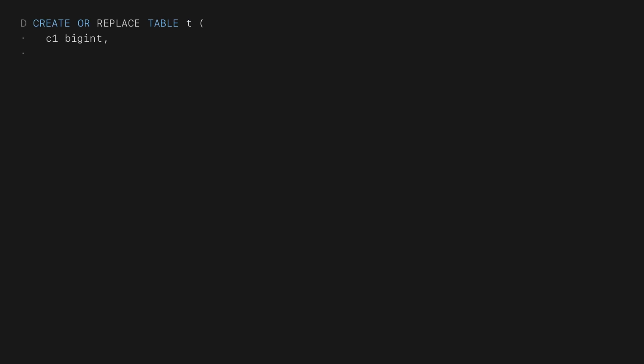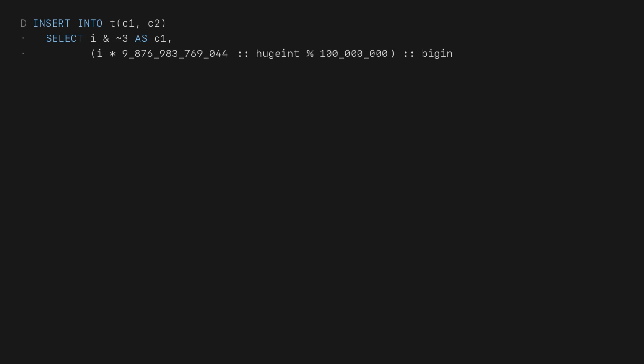Let's build the table. Two columns, C1 and C2, both BIGINT, 100 million rows. We're inserting 100 million rows. The C1 expression, i bitwise AND NOT 3, zeros the two lowest bits, so every group of 4 consecutive values of i maps to the same C1, nearly sorted. C2 multiplies by a large prime and mods by 100 million, a hash scramble, effectively random. These two distributions are deliberate. C1 is storage friendly, C2 is not. The insert takes about 45 seconds to complete.